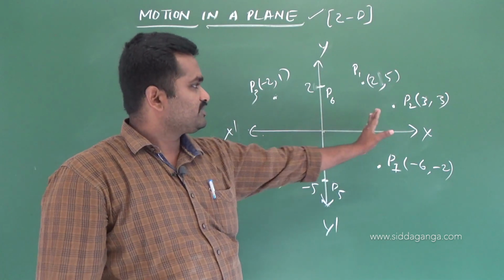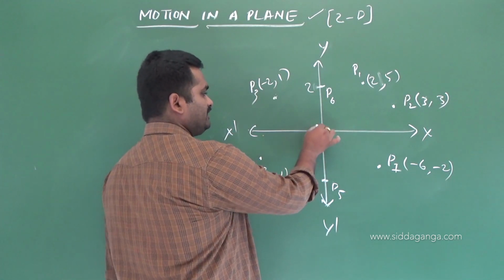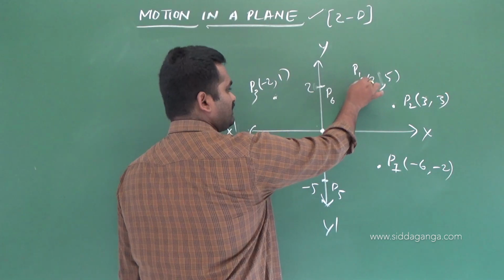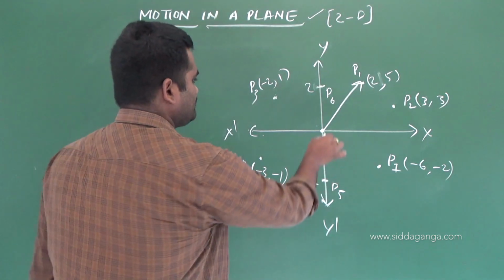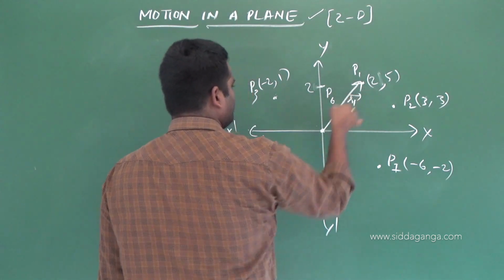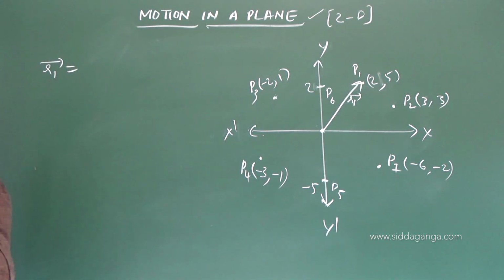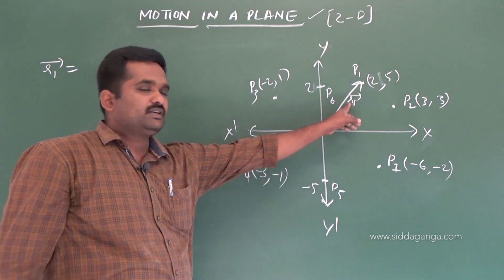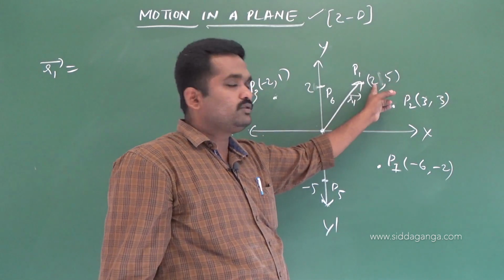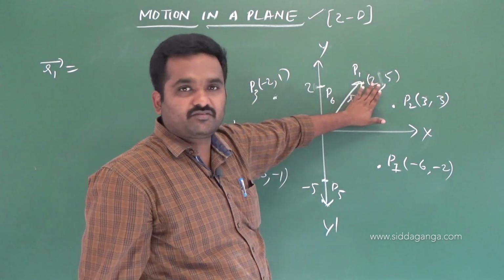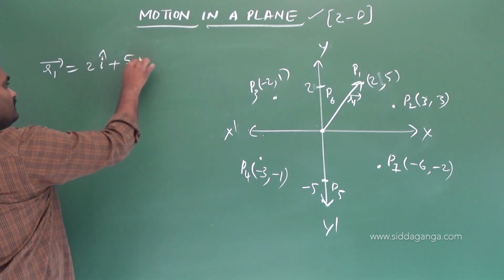We need to write down the position vectors of all these points. I told you, position vector means starting from where? The origin. You have to draw it. First let me draw for P1. This is the vector we have drawn for P1. I will call it R1 bar, the position vector. Just tell me how to write R1 bar, the position vector of point P1. R1 bar is equal to, what are the x and y coordinates? 2 comma 5, in which plane? The XY plane. That's why straight away I will write 2i cap plus 5j cap.